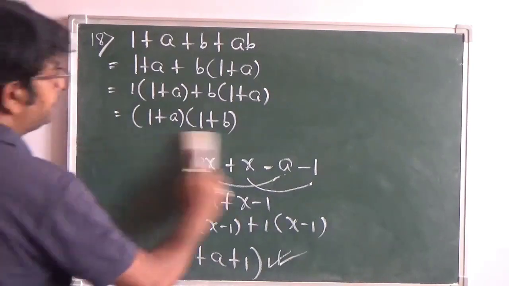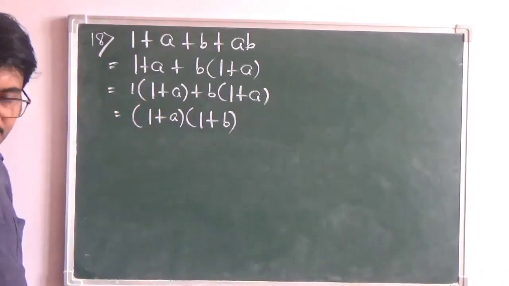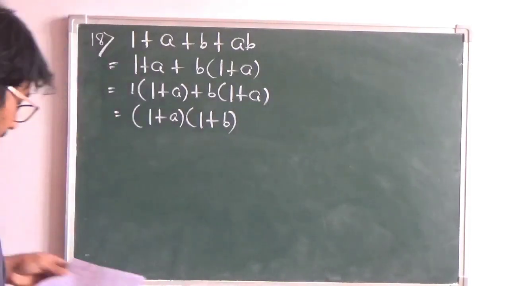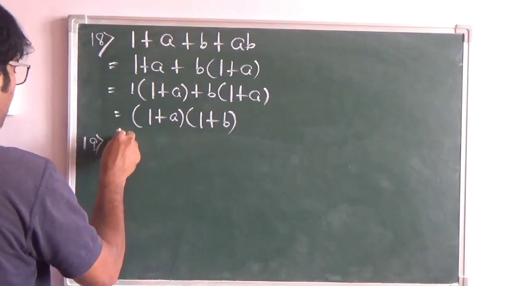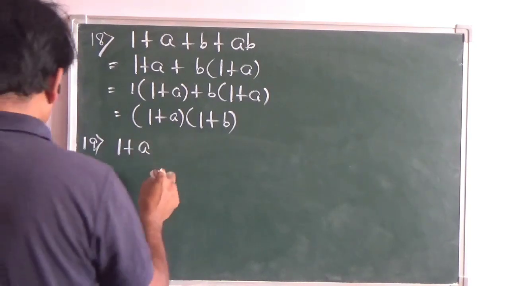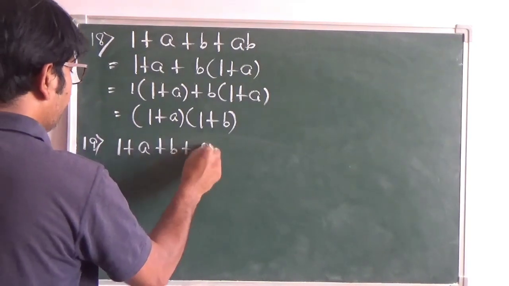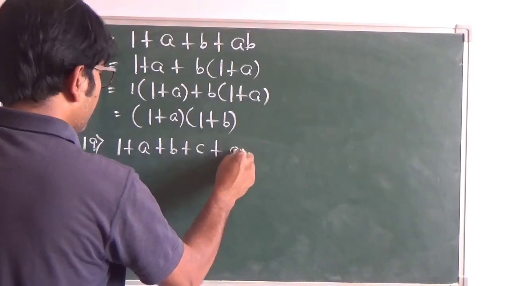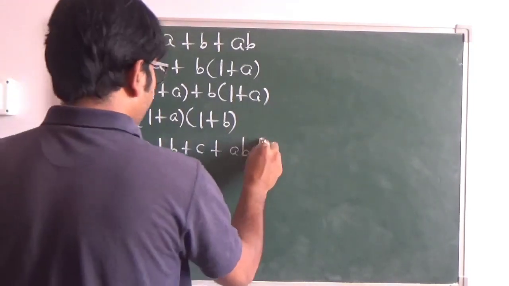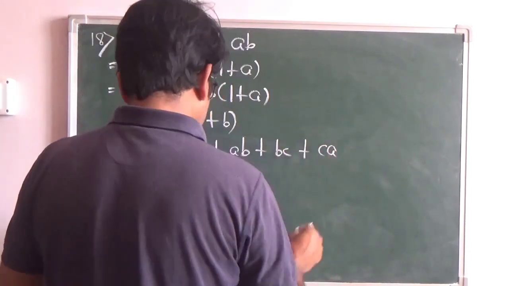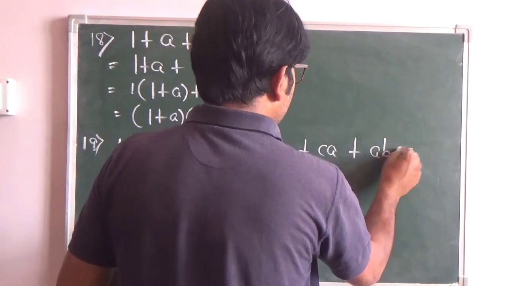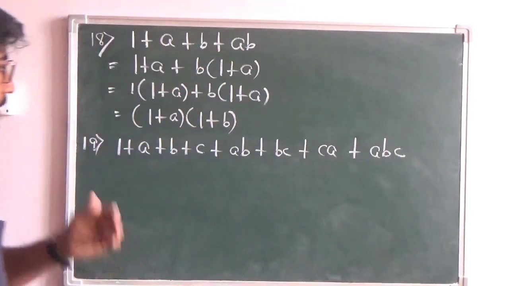Anyway, number 19. Question number 19 is 1 plus a plus b plus c plus ab plus bc plus ca plus abc.